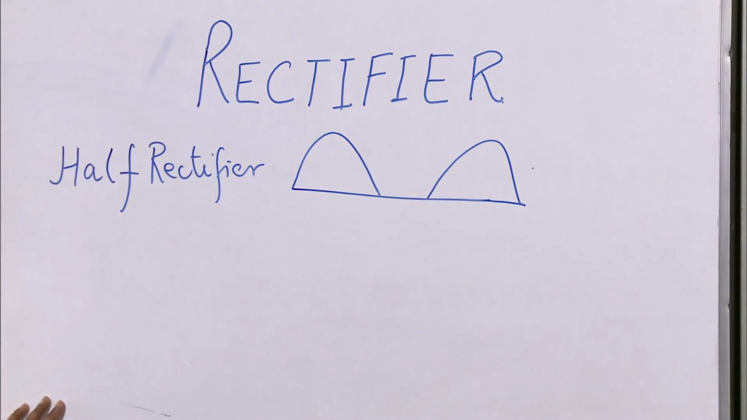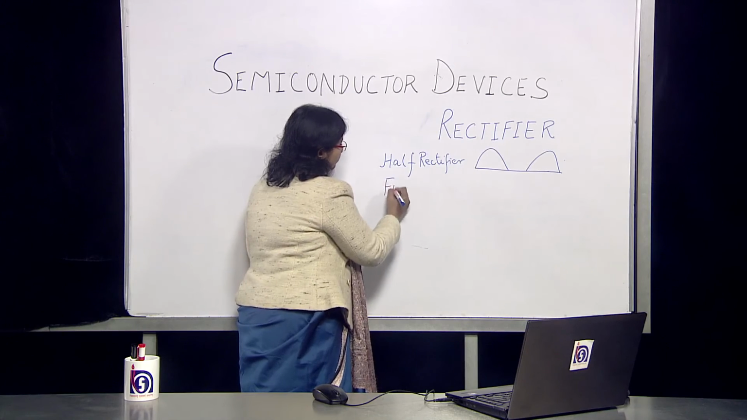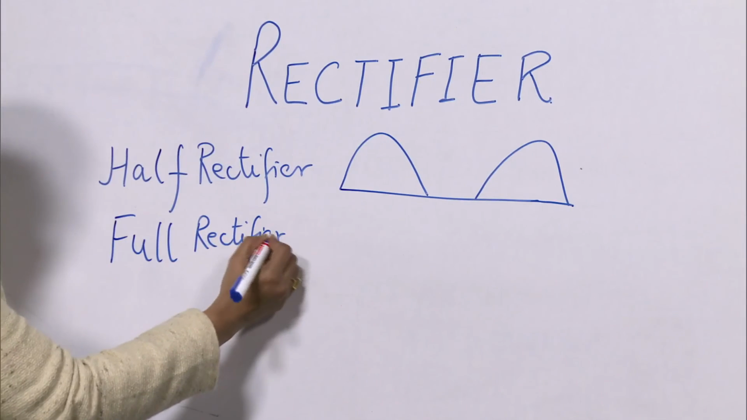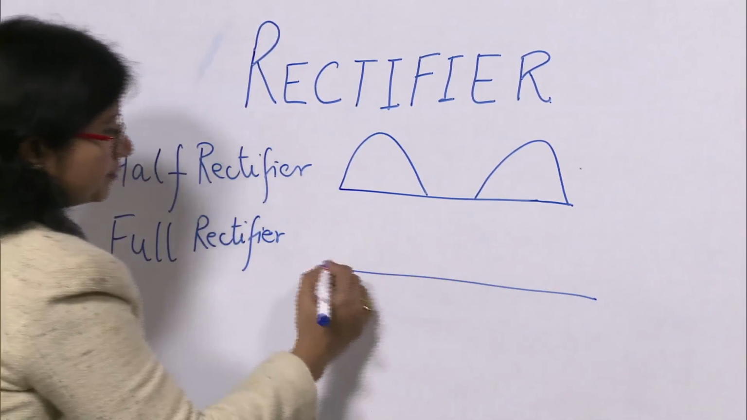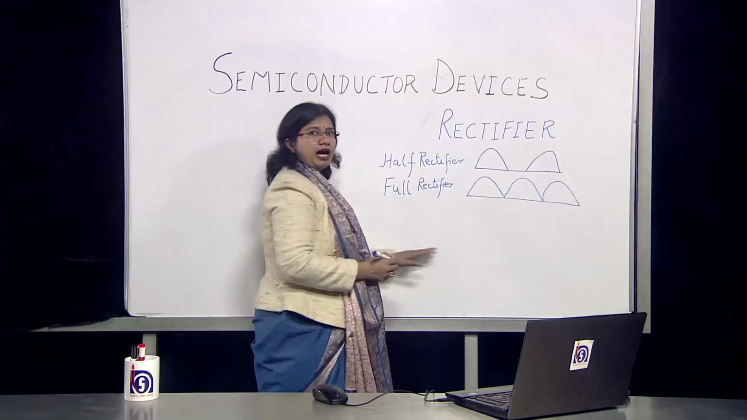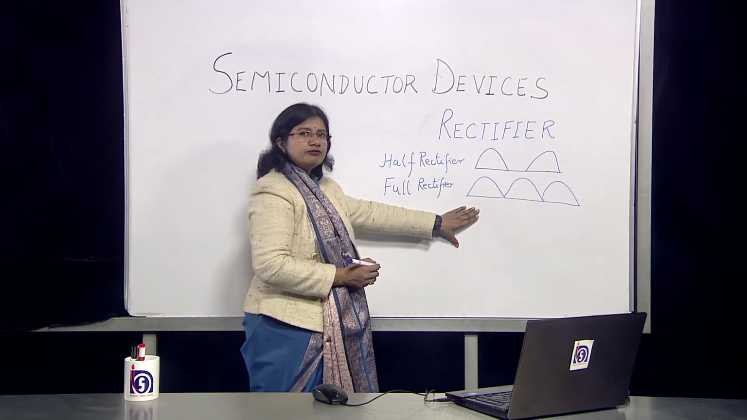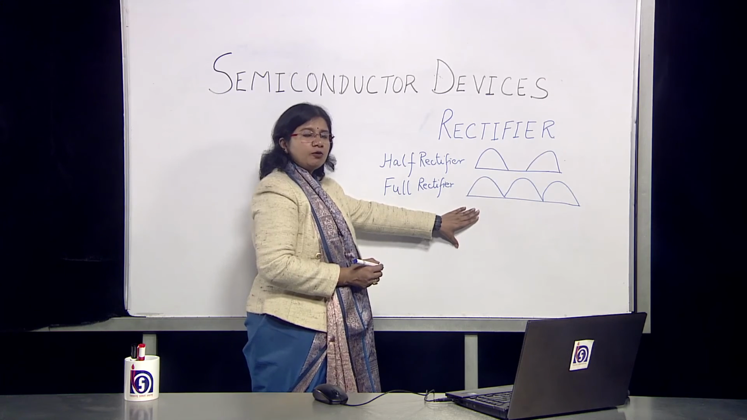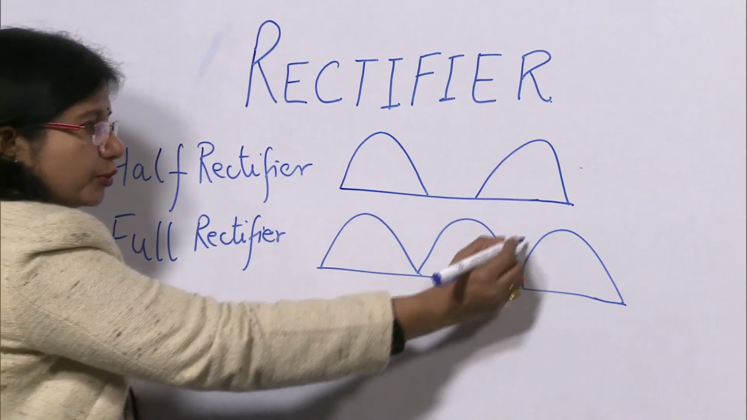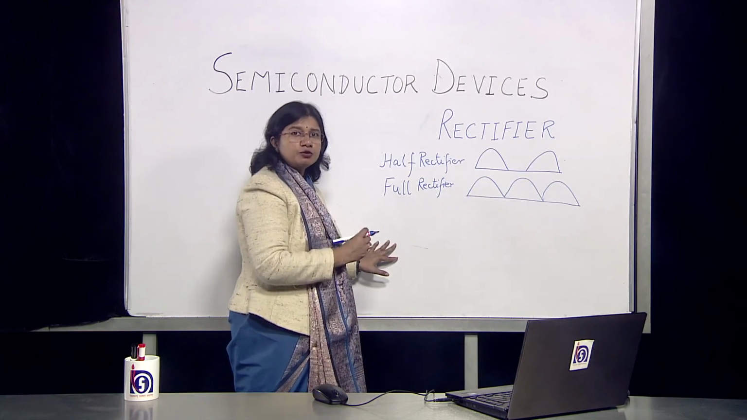On the other hand, when I show the output of a full wave rectifier, the output is like this. But the problem with the full wave rectifier is that the output is still rippling. There are fluctuations in the output, which means that it is not a perfect DC output.